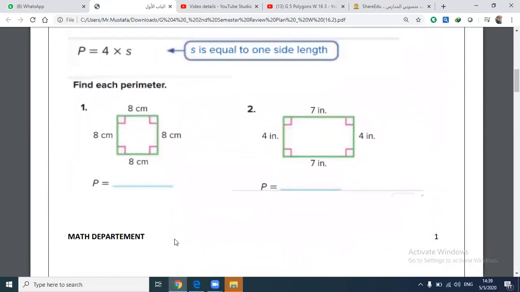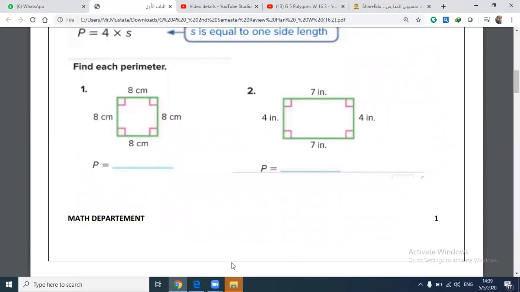Let's go for the practice. As you see here, number 1 and 2, find the perimeter for these figures. Number 1, this is called square because all sides are congruent, the same side length. I can just add 8 plus 8 plus 8 plus 8 to find the total distance around the shape, or I can use the formula of perimeter of a square. This was 4 times s, which is side length.